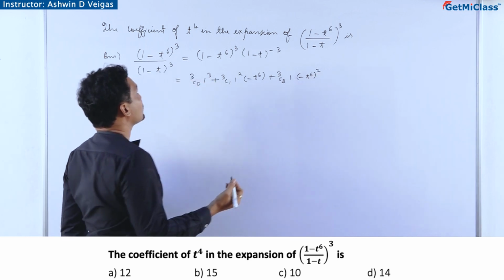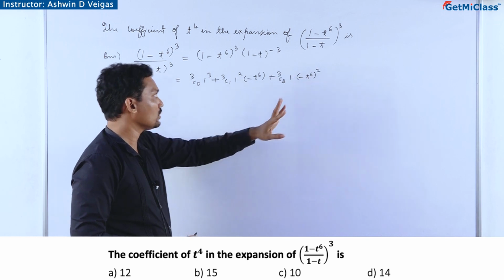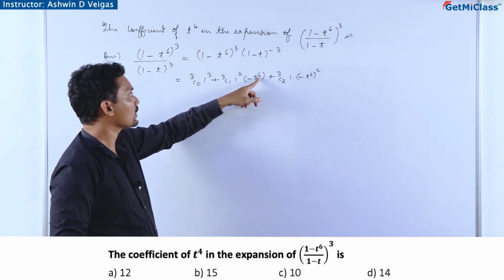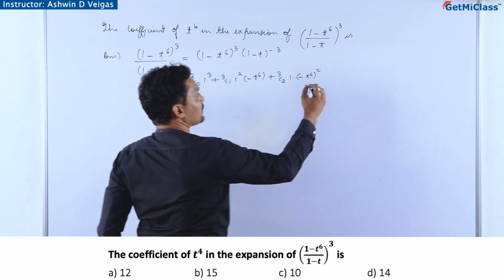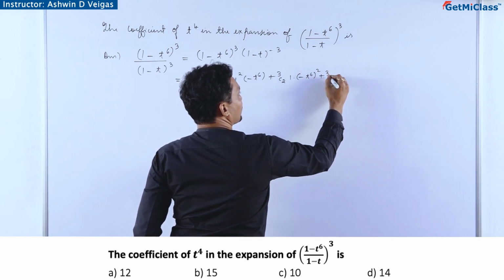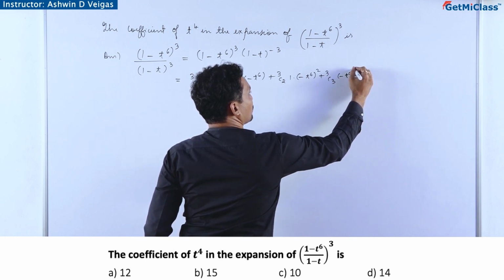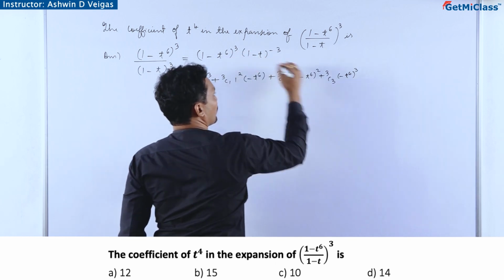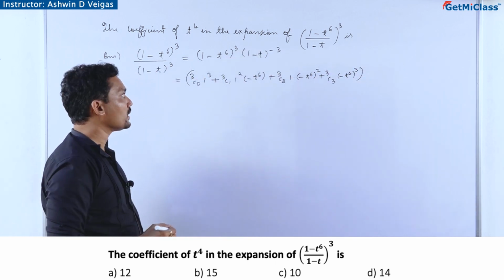in fact there is actually no need of writing this term and this term also, because we want only t power 4, this is already t power 6, this is t power 12. Okay, but I will just finish the expansion. This is 3c3 minus t power 6 whole cube. So this is the expansion of 1 minus t power 6 whole cube using binomial theorem.